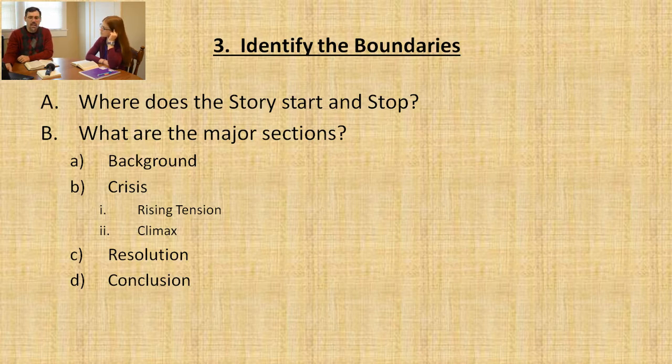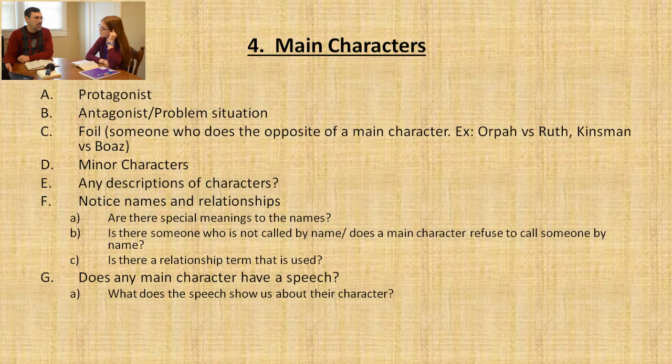And then the 4th step is the main characters. What are we looking for with the main characters? The protagonist. Who is the protagonist? The hero of the story. The antagonist. What's the antagonist? The bad guy or the problem or situation. Good. The foil. What's the foil? The person that does the opposite of the protagonist, emphasizing either the good or the bad of what the protagonist does.